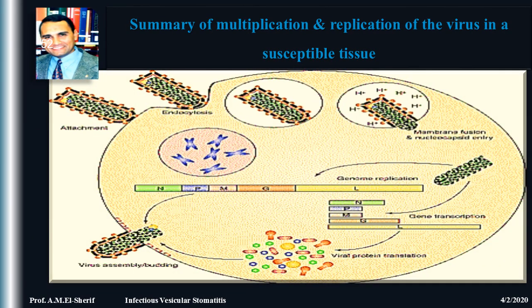This chart is the summary of multiplication and replication of the Indiana vesicular stomatitis virus in susceptible tissue cells, where attachment of the virus occurs, then endocytosis, and then loss of the envelope, and then the G protein, L protein, phosphoprotein, matrix protein, and nucleoprotein appear here, where with messenger RNA they use the nucleus of the host cell to produce viral proteins for production of more viruses and aggressiveness of the signs of the disease.